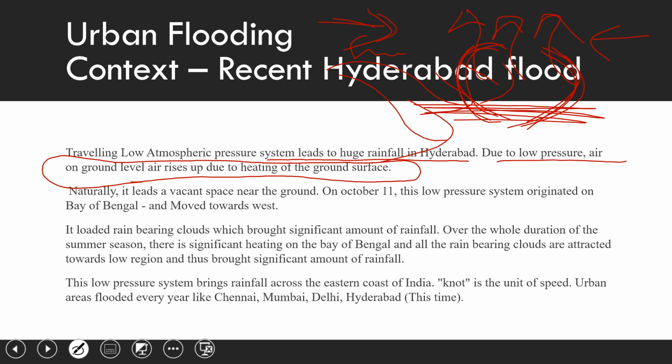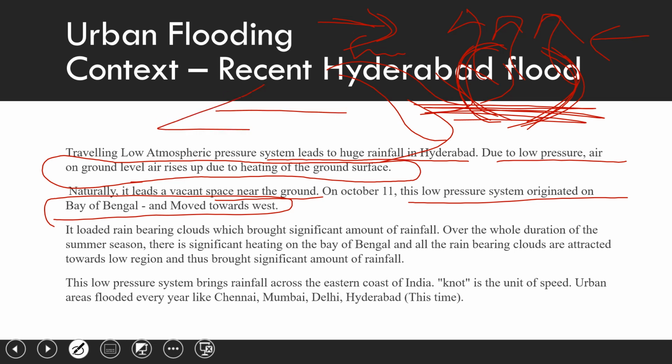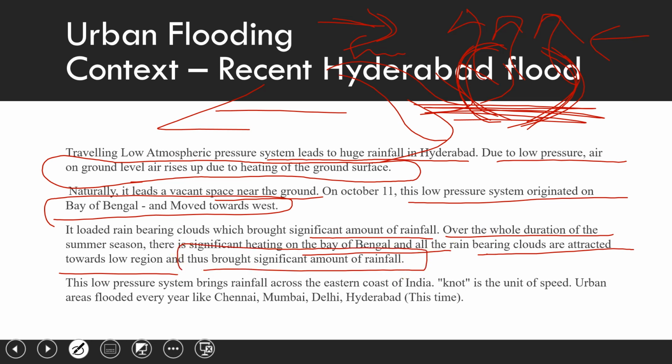So naturally it leaves a vacant space near the ground, and on October 11, 2020, I have taken the topic from there. This low pressure system originated over the Bay of Bengal and moved towards the west, and thus it gives rainfall. It loaded rain-bearing clouds which brought a significant amount of rainfall, and over the whole duration of the summer season, this is significant. All the rain-bearing clouds are attracted towards the low pressure region, and thus brought a significant amount of rainfall.